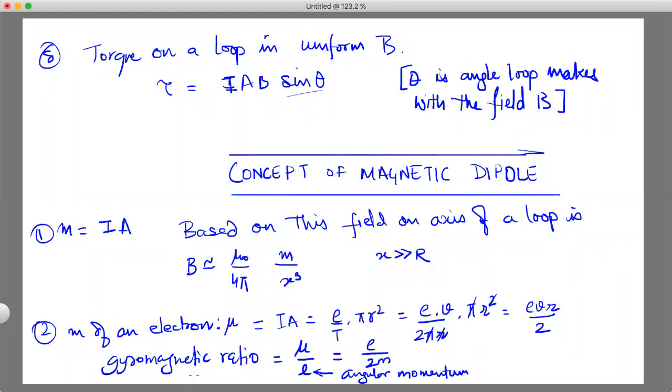Another thing to look at is the gyromagnetic ratio. The gyromagnetic ratio of an electron revolving in a hydrogen atom is given by its magnetic moment by its angular momentum, which comes out to be e by 2m, which is independent of the radius. So what it means is that this is constant in whichever excited state the electron is in.